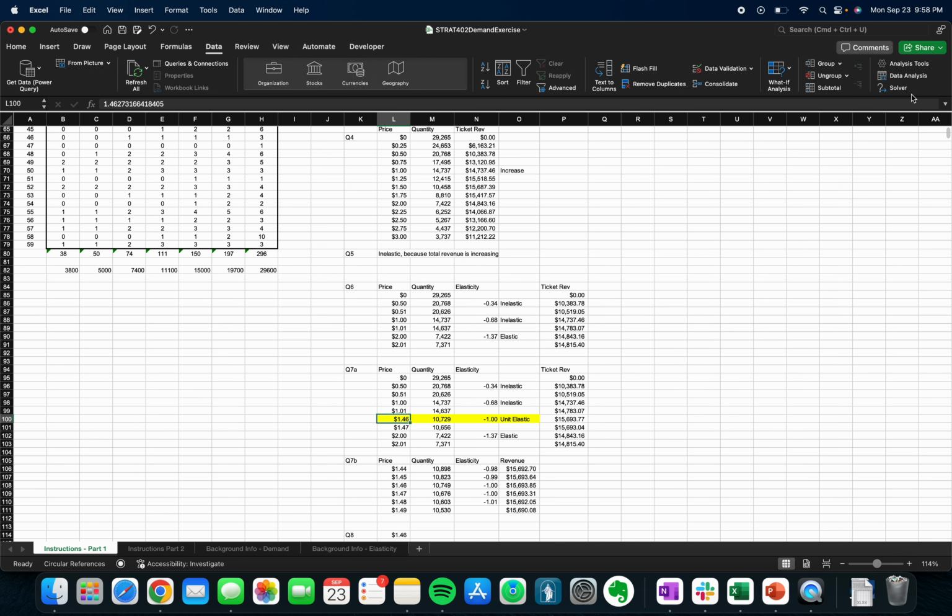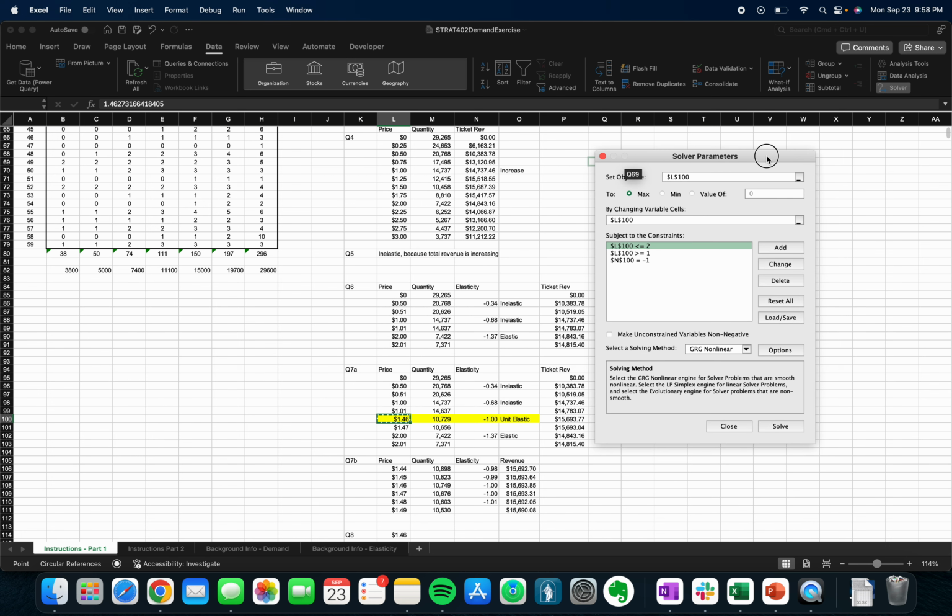So if we go to data and solver, basically it was finding at L100, this up here, which is this 1.46, which wasn't there before. And it's saying we want to find the max value with these constraints. So it had to be less than 2 because 2 is elastic, and it had to be greater than 1 because 1 was inelastic, and then N100, this elasticity, has to be equal to -1 because that would mean it's unit elastic. So with this, the number that it chugs out is 1.46.